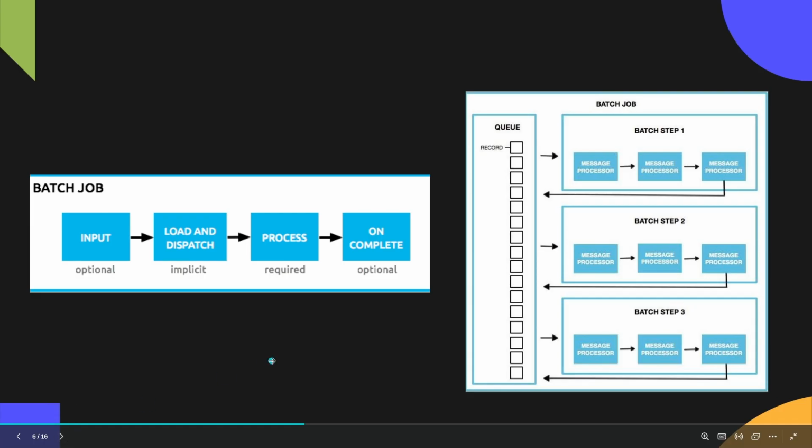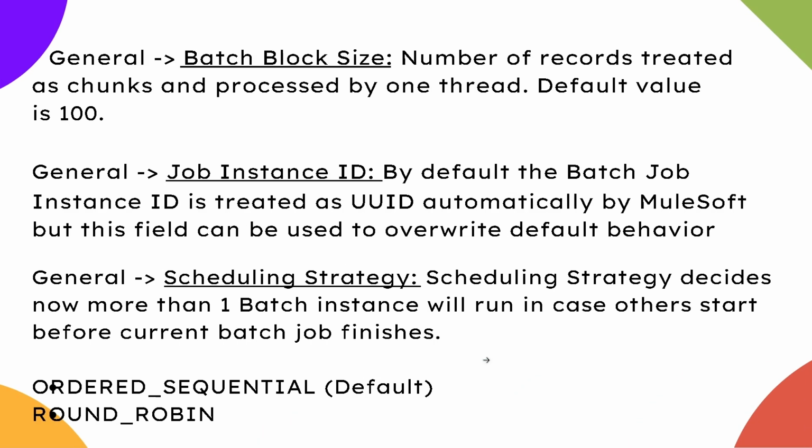So guys, let's move on to the next topic, which is basically component configurations. How you can configure these different components and what fields are involved which you need to configure while executing a batch process. So guys, these are the different fields we use to configure while executing a batch process.